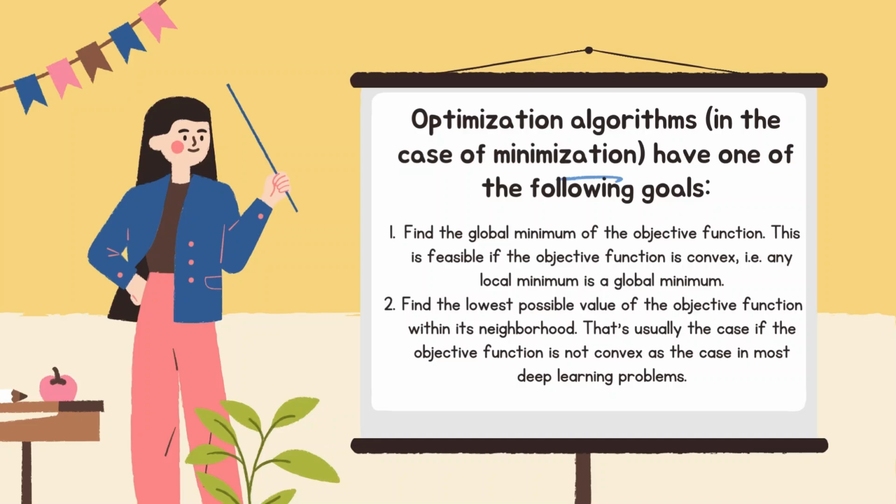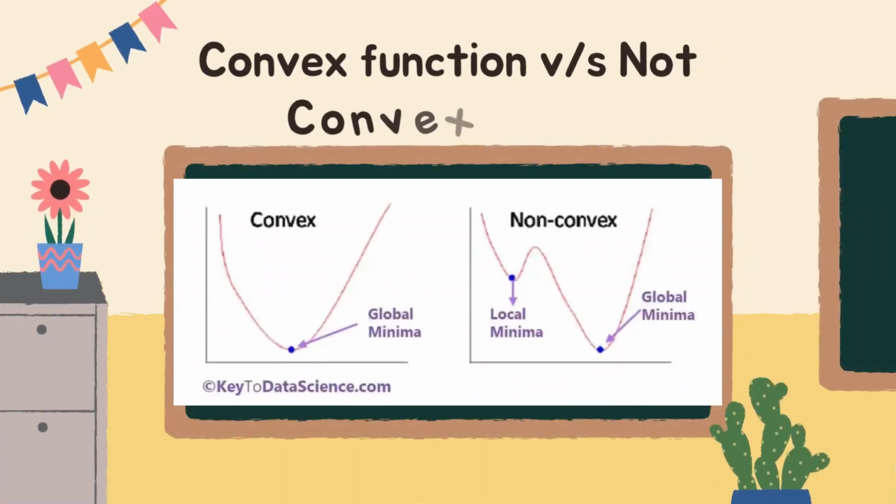If it is a non-convex function, then there will be local minima and the global minimum. So the ultimate goal is to reach the global minimum, but sometimes it may get trapped in a local minimum. This convex function and non-convex function I am talking about, you should picture in your mind. So the first figure is the convex function.